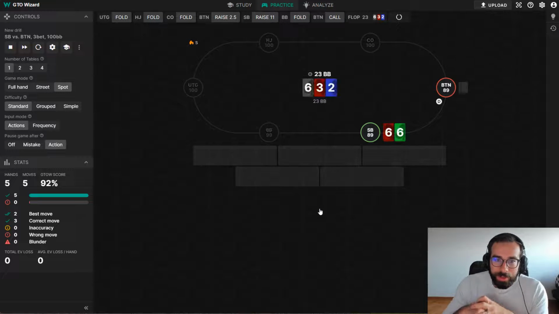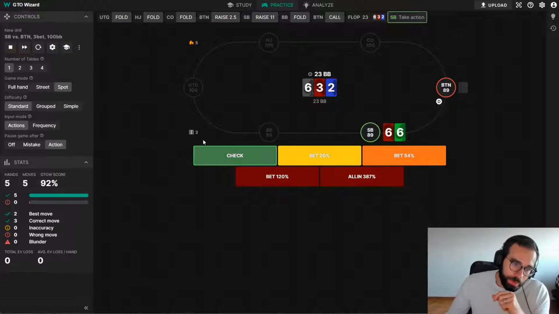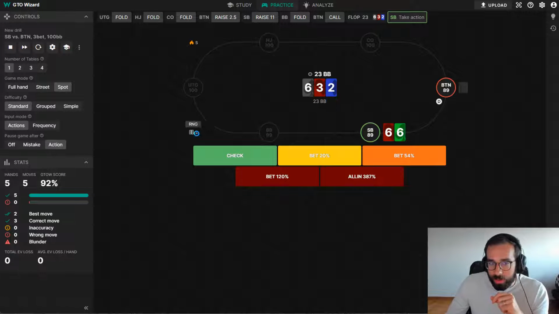Let's move on. And we have now pocket sixes. That's pretty interesting. We have a board in which we are probably going to check kind of a lot. And if you're checking a lot, we should definitely check also sometimes our strongest hands. And again, we have only 2 on our randomizer.